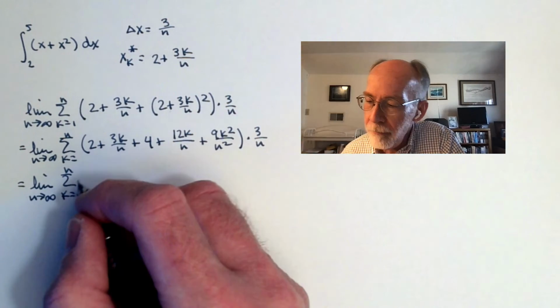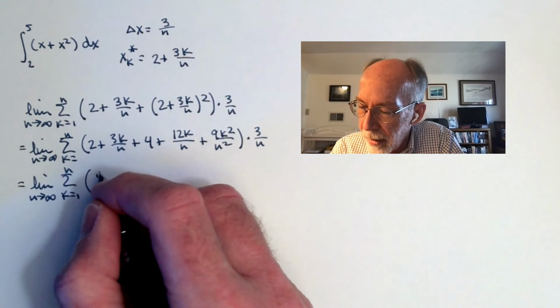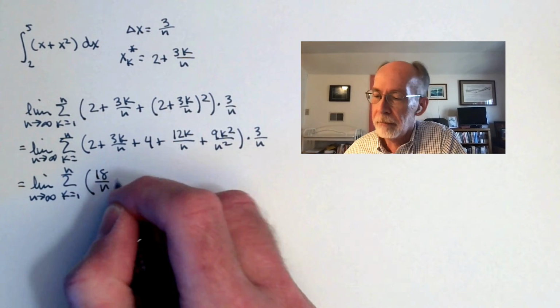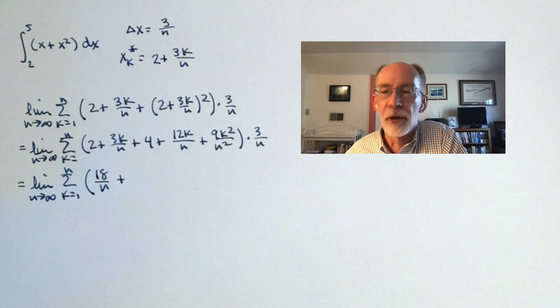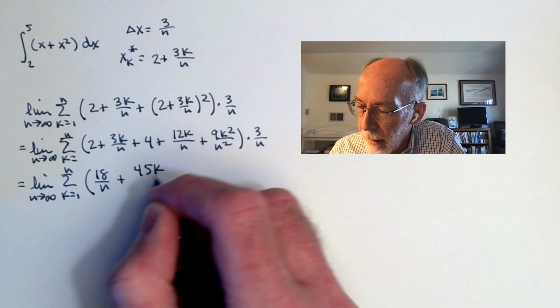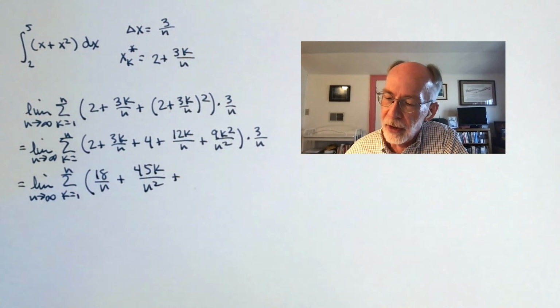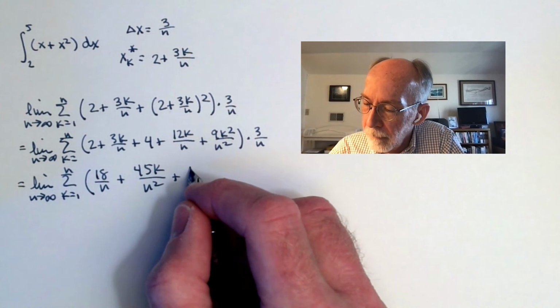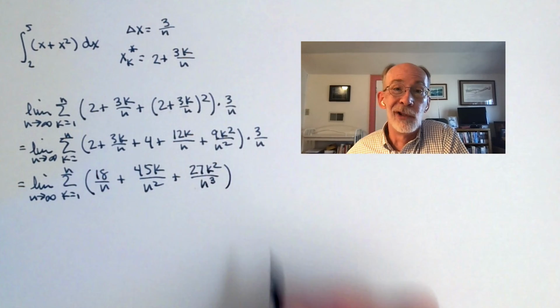So 2 plus 4 is 6. Distribute the 3 over n, 18 over n. 3k over n plus 12k over n is 15k over n, times the 3 over n is 45k over n squared. And finally, we have this last term here, so multiplied by 3 over n, we get 27k squared over n cubed. It looks a little nicer.